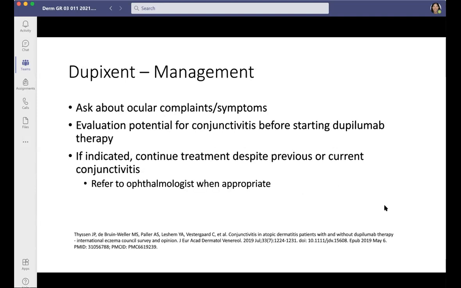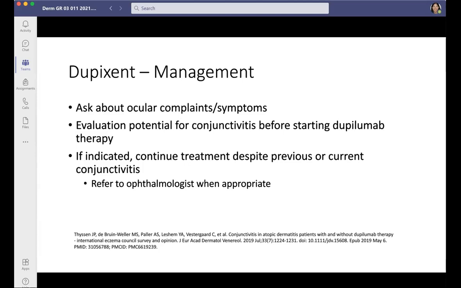And so as far as the management, when you're starting a patient on Dupixent, you might just want to ask them about their ocular complaints and symptoms to see if they have any baseline issues. It's not uncommon for patients with atopic dermatitis to have blepharitis or conjunctivitis anyway at baseline. And we'll talk a little bit more about that later. And you want to evaluate their potential for conjunctivitis before starting Dupixent therapy. So have they had conjunctivitis in the past? Do they have very severe atopic dermatitis? And do they have any family history?